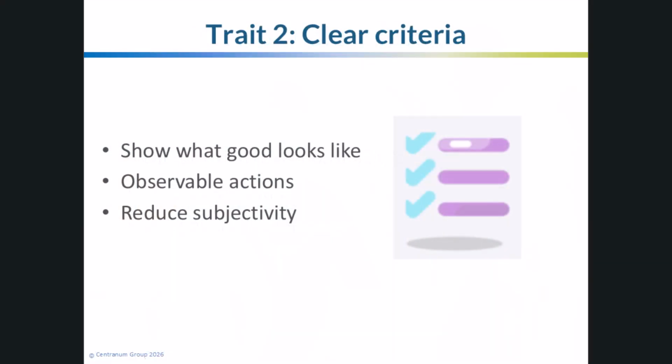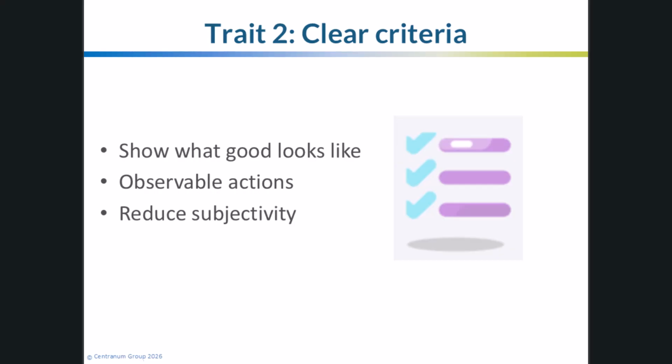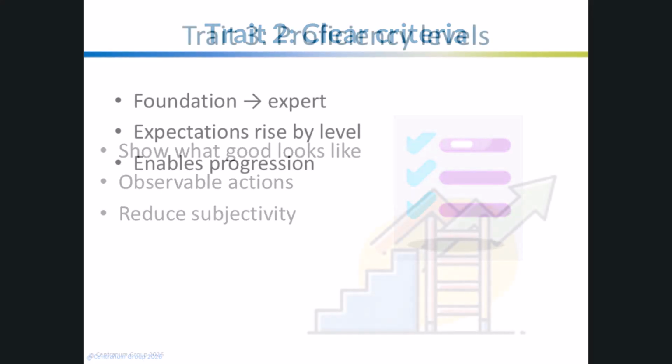Second, a good model includes clear behavioural indicators. These describe what good performance looks like in practice. They make assessments objective instead of opinion-based. Managers don't have to guess, they can observe behaviour and compare it to the indicators. And employees understand exactly what they're developing toward.